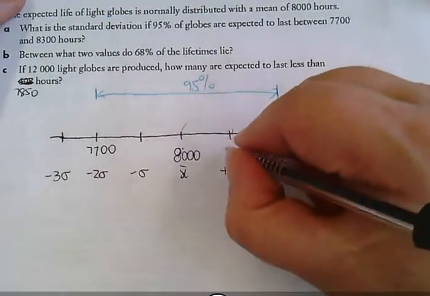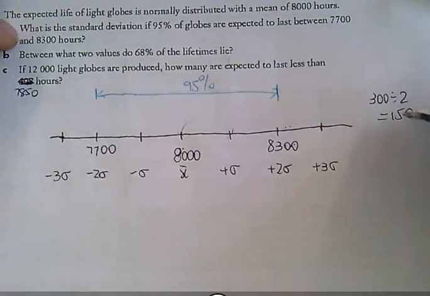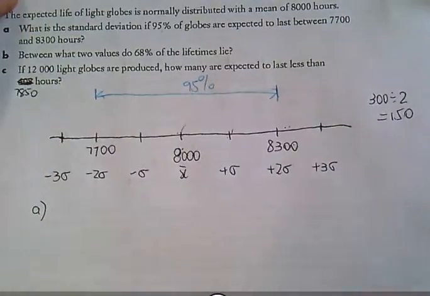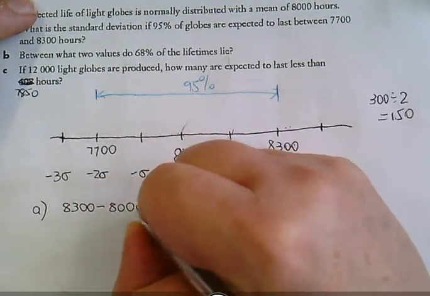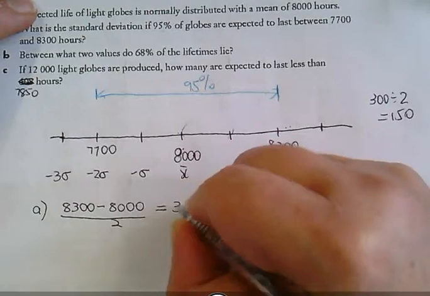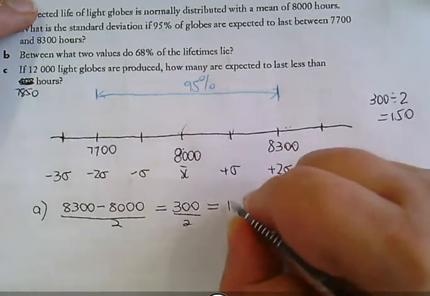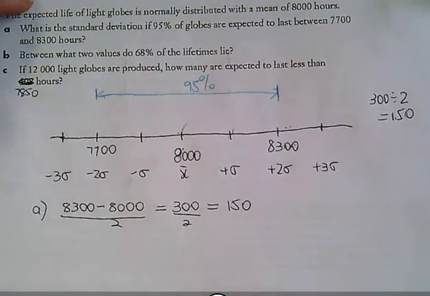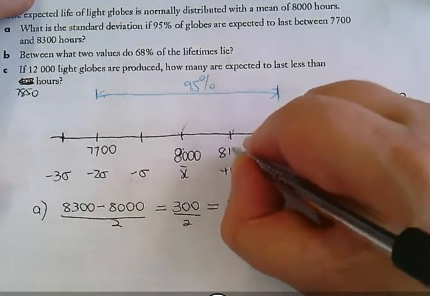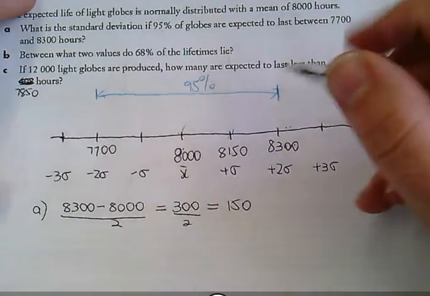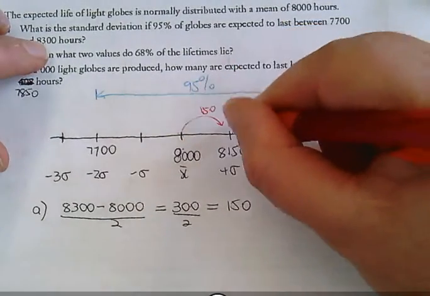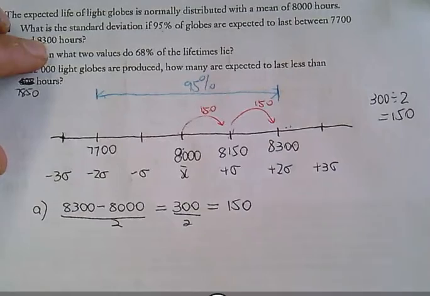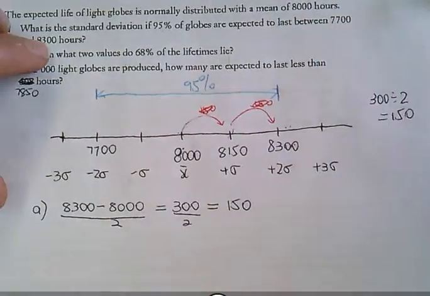So that means that is the standard deviation. So the standard deviation is 8,300 minus 8,000 divided by 2. It's the jump of 300 divided by 2, which is 150. Now, my figure here is 8,150. You get it? Because I jumped 150 and I jumped 150. Now, I don't really want to put those there because you're going to think they're percentages and they're not.